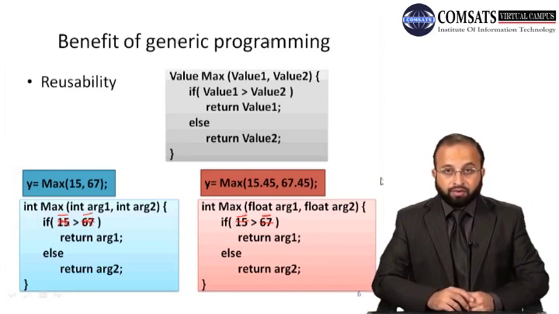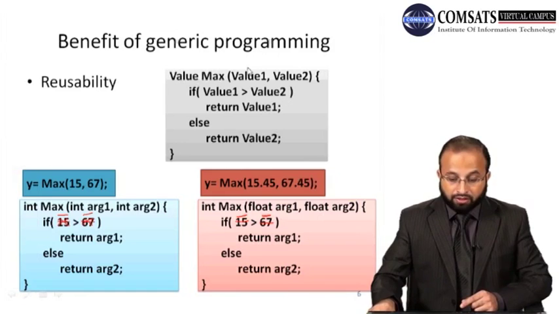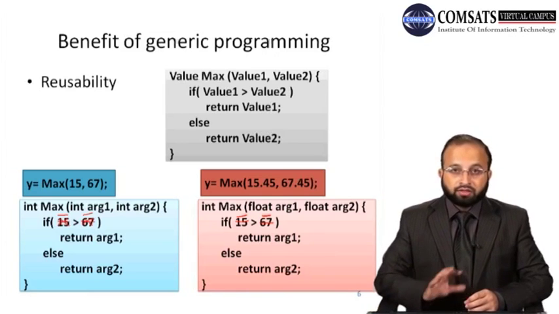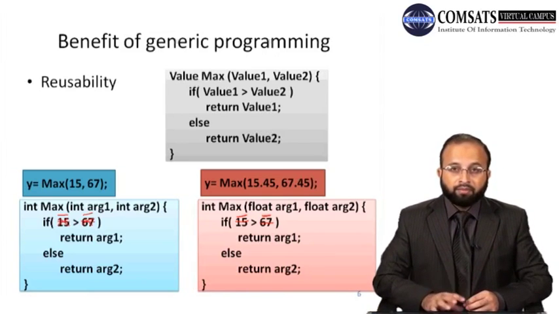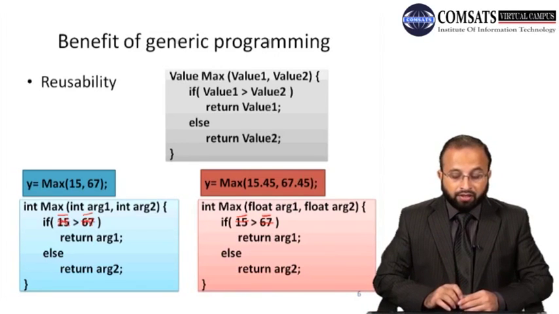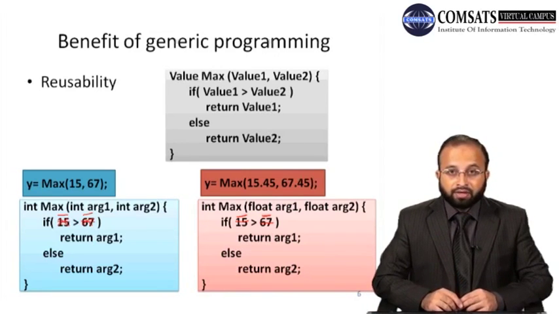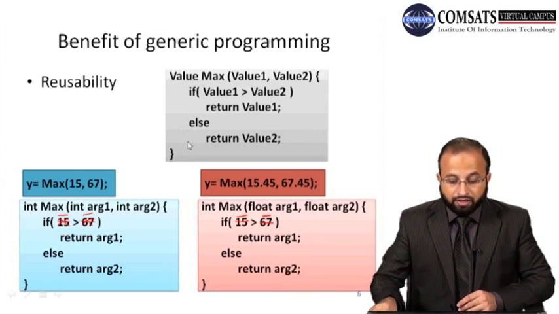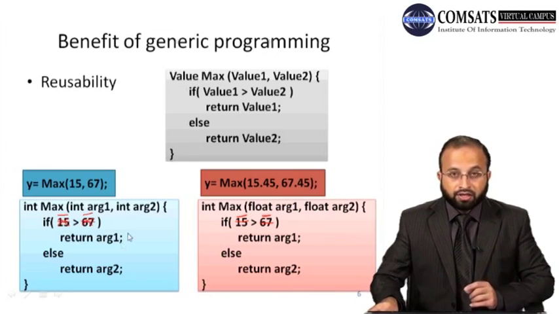Now that is the reusability principle. We have just one single copy, and using that single copy we can instantiate multiple copies during the execution of the program, depending on the parameter that we are passing to that function. The other thing that can be achieved using generic programming is that if you want to make changes in the algorithm, you just have to change it at one single place.